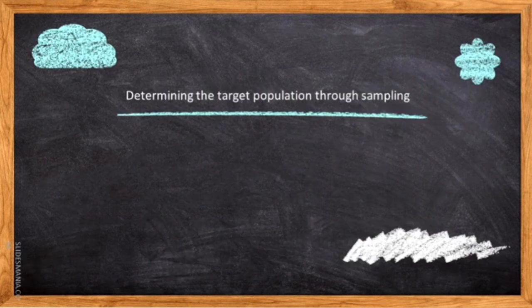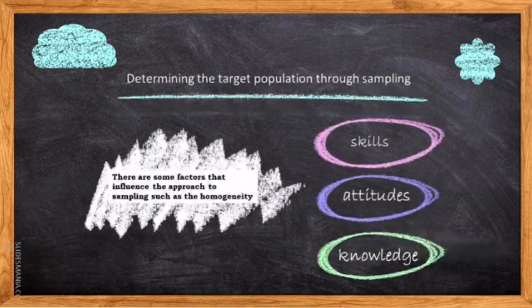One important thing in determining the targets is sampling, which involves a portion of the potential population as the representative of the total population. There are some factors that influence the approach to sampling, such as homogeneity.